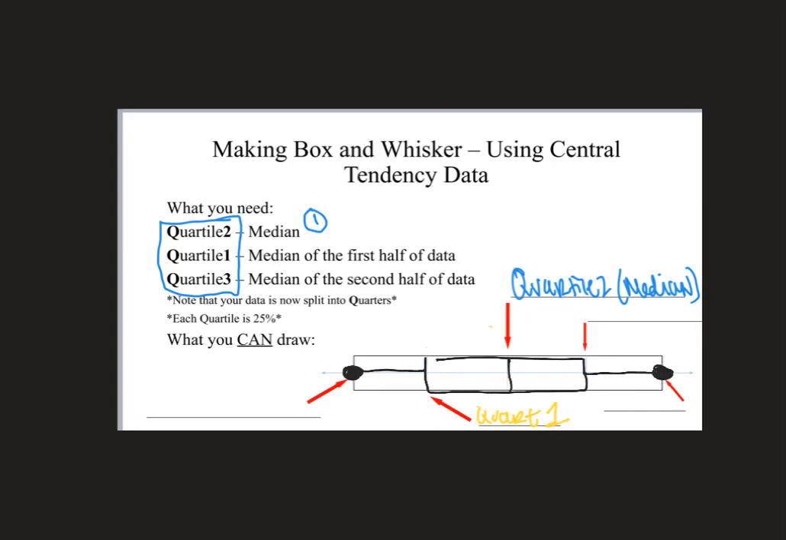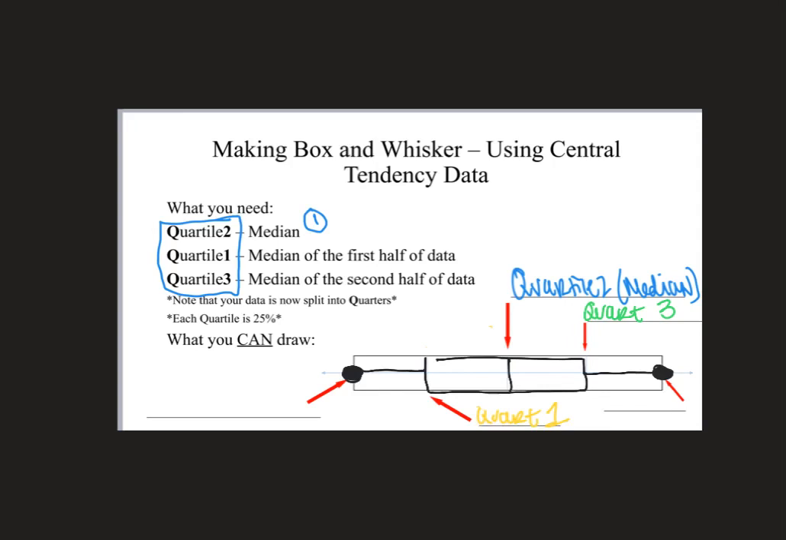We have our quartile 2, which is smack dab in the middle. We have our Q1, which is halfway through our data. We'll talk about what that means in a second. And our Q2. And then our Q3 is the median of the second half of the data, so it's the last half. So it goes in order: quartile 1, quartile 2, quartile 3, but you find quartile 2 first. Okay, quartile 2 will help you find quartile 1 and quartile 3.